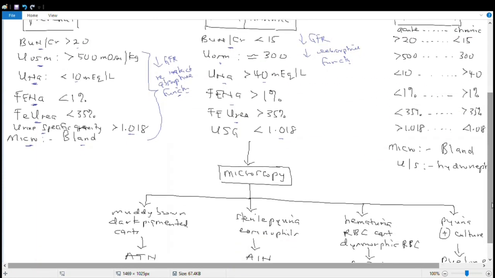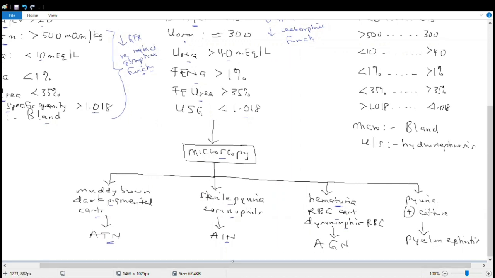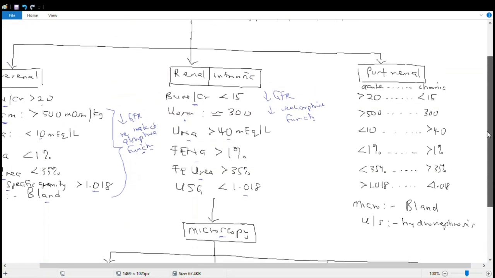So in renal intrinsic AKI, the microscopic finding is going to be key in telling you the most likely cause or diagnosis. If we see muddy brown dark pigmented casts, we're thinking acute tubular necrosis. The sloughed off necrotic epithelial cells are going to cause muddy brown dark pigmented casts, right? Sterile pyuria or eosinophils, it's going to be acute interstitial nephritis. Hematuria, red blood cell casts, dysmorphic red blood cells: acute glomerulonephritis, the most likely cause of intrinsic AKI. If we see pyuria or positive culture, that's most likely pyelonephritis.